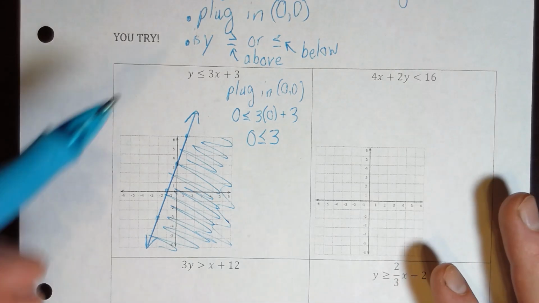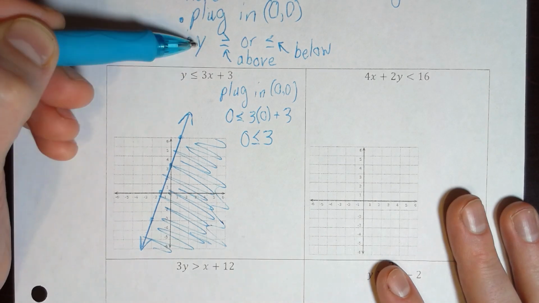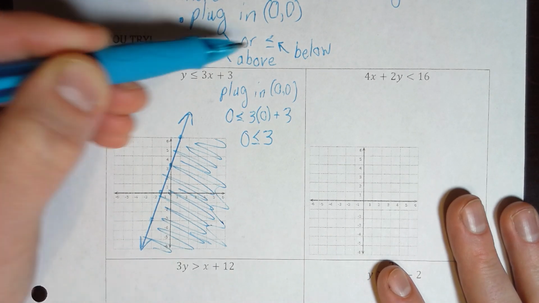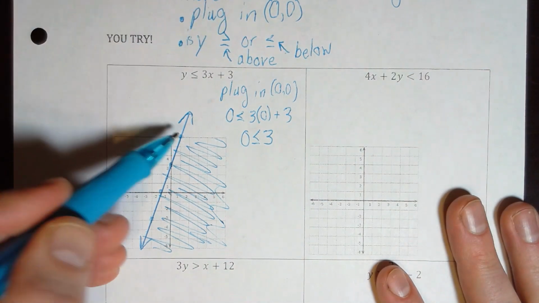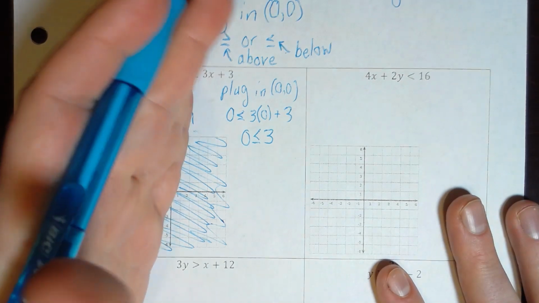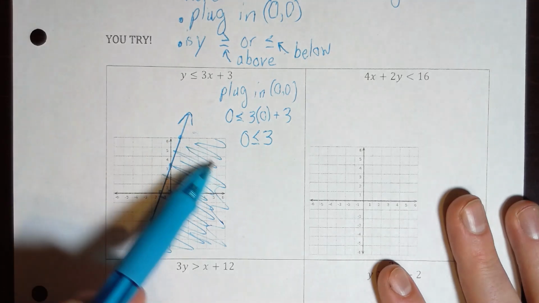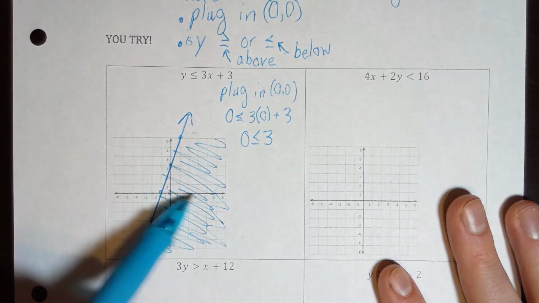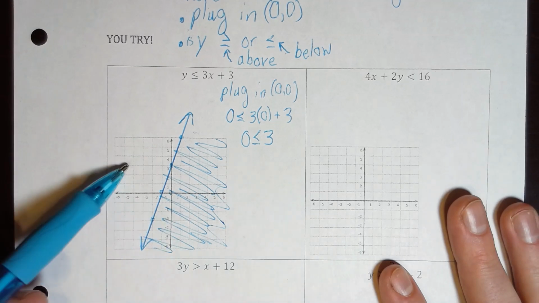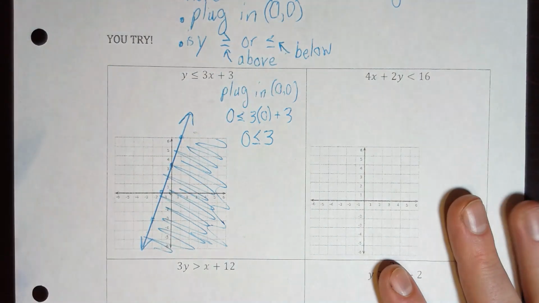Now, I also could have said that I see this line and I see that it's a less than statement, so I know that I'm going to be shading below this line. As you can see, even though this is a pretty vertical line, you can tell that the below region is over here underneath where this line lives, and the above region's over here. It's a less than statement, so it's going to be below.